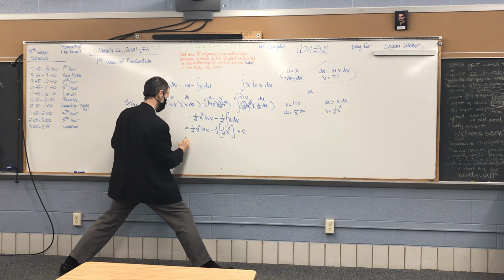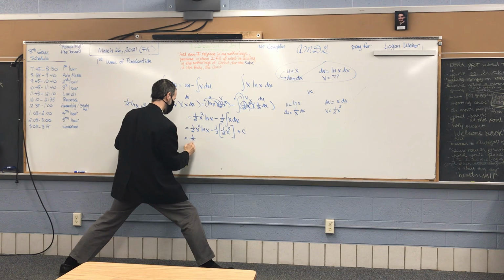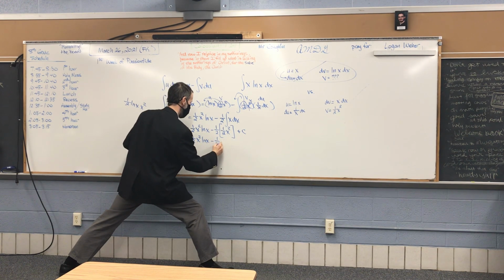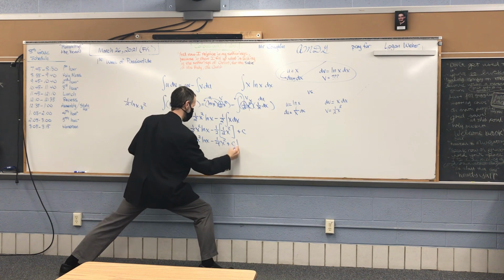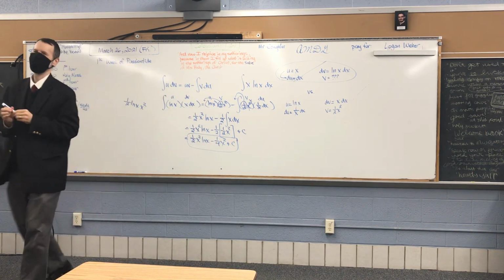What's your final answer? It's 1/2 x squared ln of x minus 1/4 x squared plus c. And you're done. It's okay, once you get used to it.